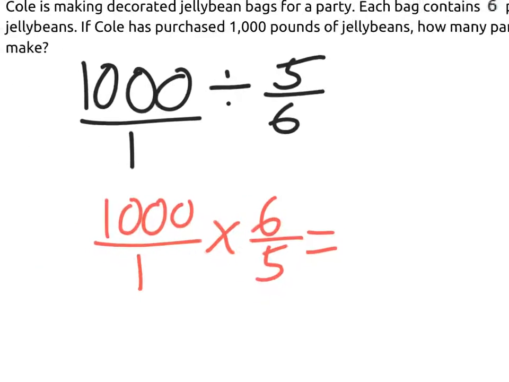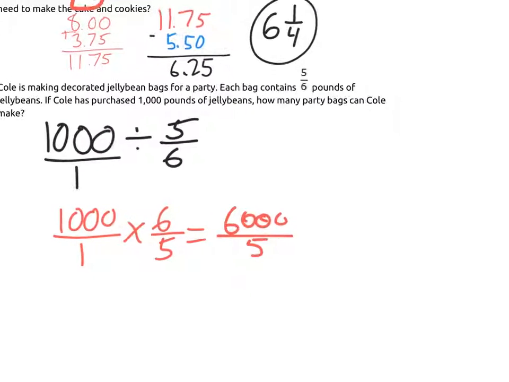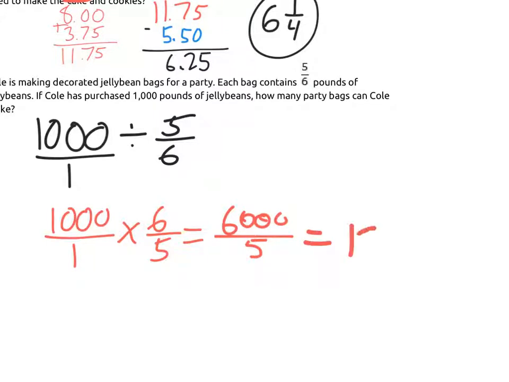Can't stress that enough. So now 1,000 times 6 is 6,000. And then 1 times 5 is 5. So now I do 6,000 divided by 5. And you can do that off to the side if you need to, but on this one it comes out to 1,200. So you can make 1,200 bags for his 1,200 Facebook friends, I guess.